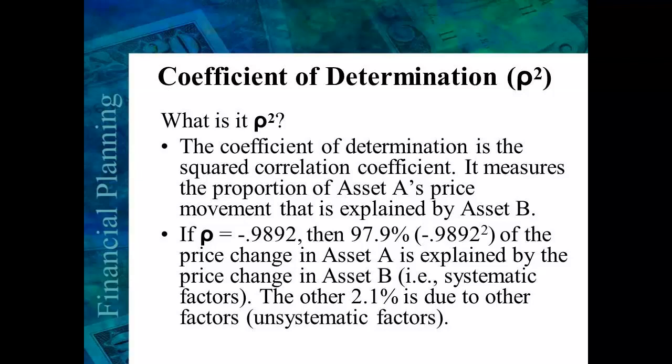For example, if the correlation coefficient is minus 0.9892, then minus 0.9892 squared, or 97.9% of the price change in asset A is explained by the price change in asset B, i.e. systematic factors. In other words, 0.979 of the variation in asset A is explained by the linear regression line relationship, i.e. the correlation coefficient. The other 2.1% is due to other factors, unsystematic factors. The coefficient of determination will fall between 0 and plus 1.